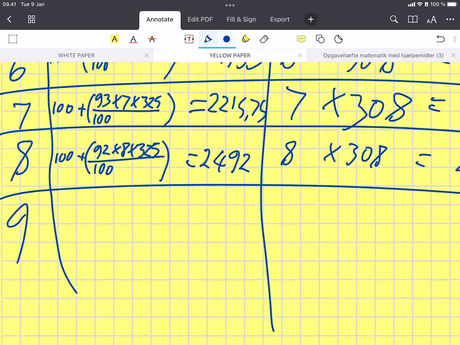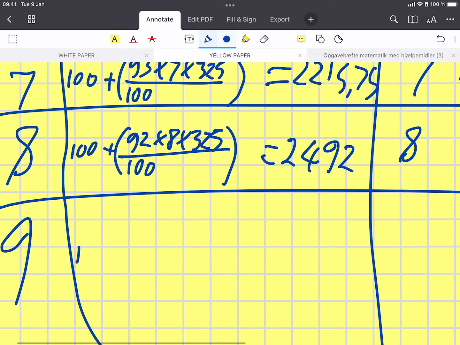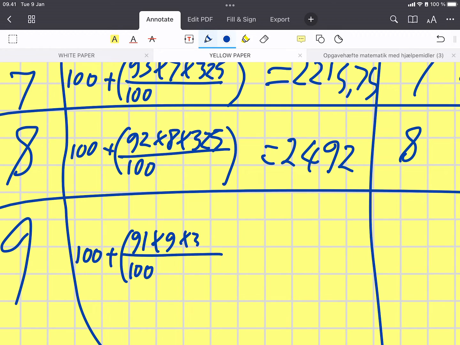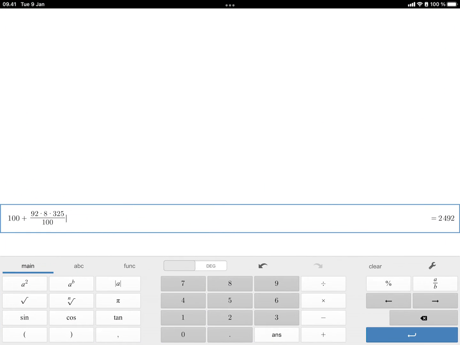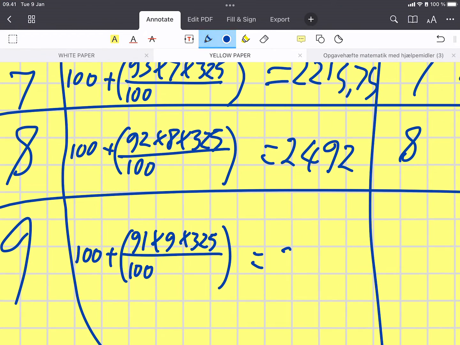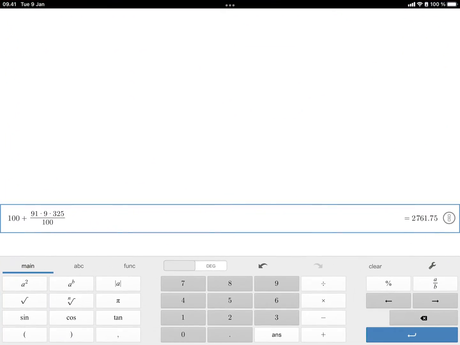Hopefully 9 nights will be the one that makes the difference, but let's have a look. So 100 for the card plus 91% discount, 91 hundredths, times 9 nights times 325, and that comes to, so change 91% discount, 9 nights, 2761.75. 2761, what did I say, 75?